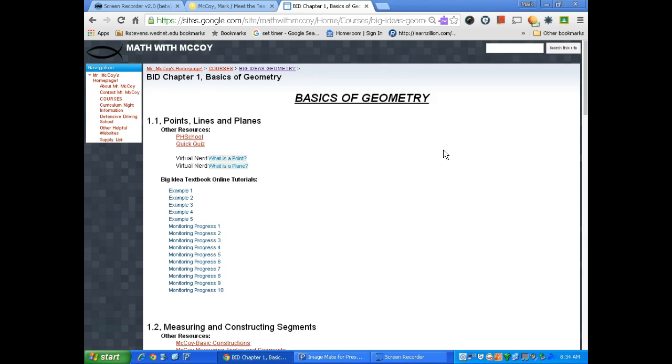Okay, but if you select chapter 1, I put different resources. There's different websites that'll be helpful. There's Virtual Nerd. A bunch of virtual nerds teaching you math. There's some Prentice Hall stuff, and some quizzes that I've tried to link up. And then there's the Big Idea online textbook tutorials. So like in the textbook that we're going to be working in, tomorrow I'll kind of explain how we could utilize these a bit.